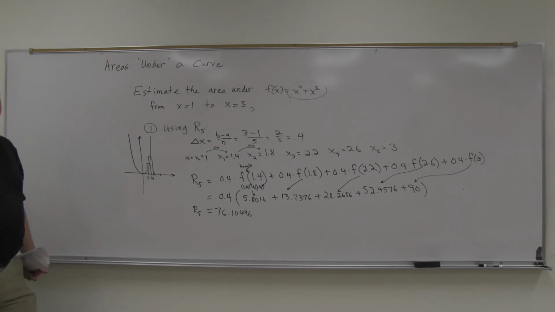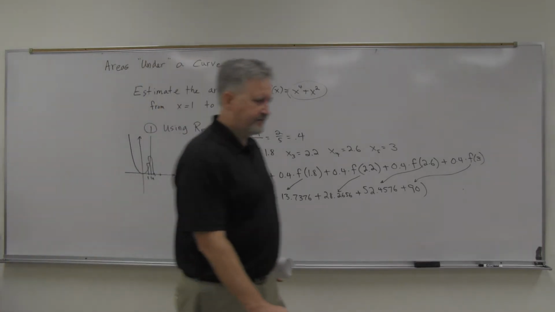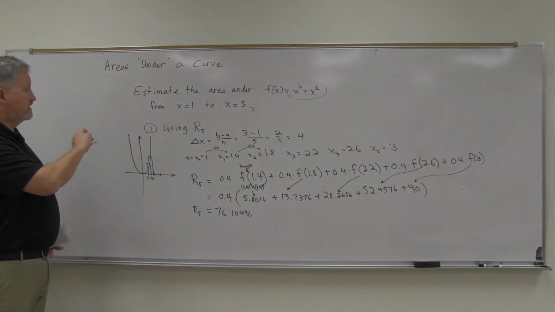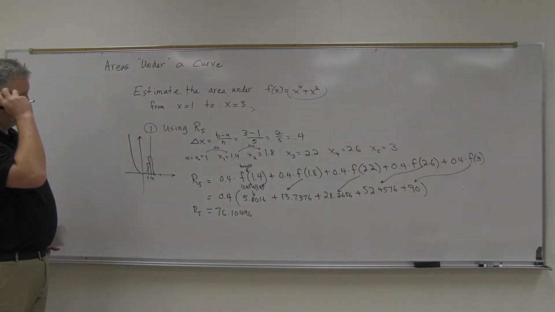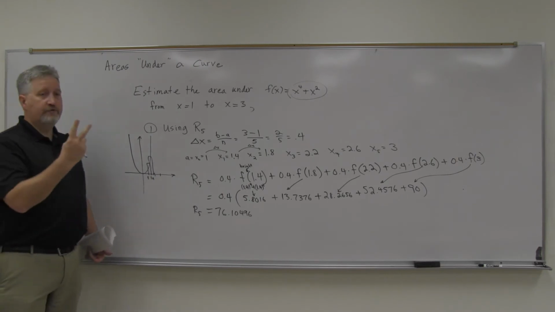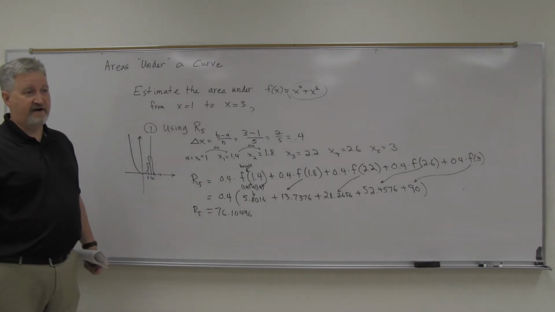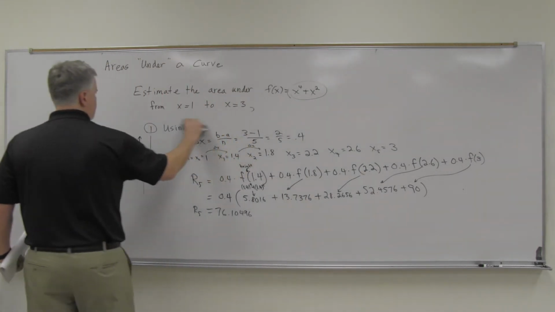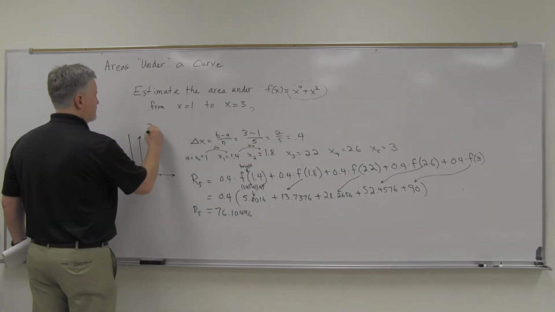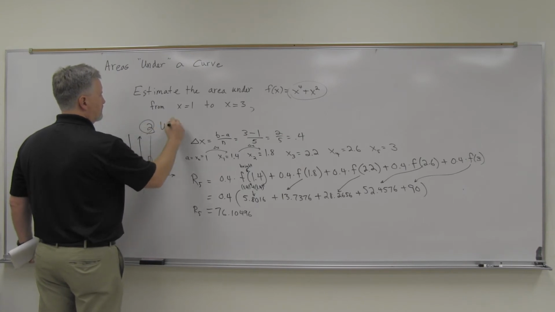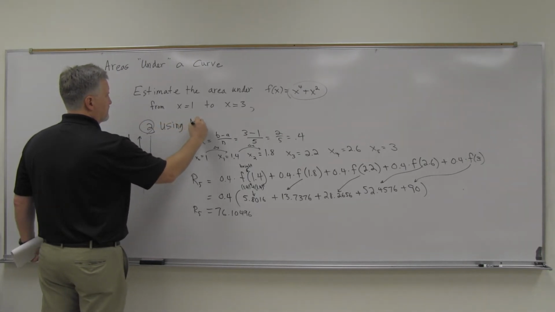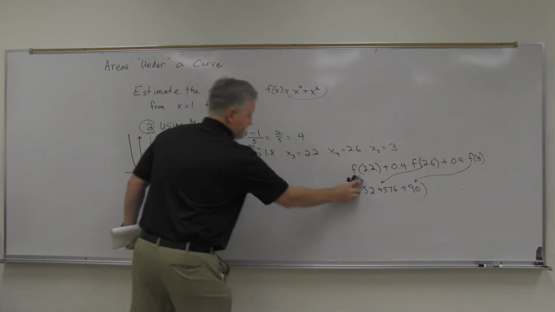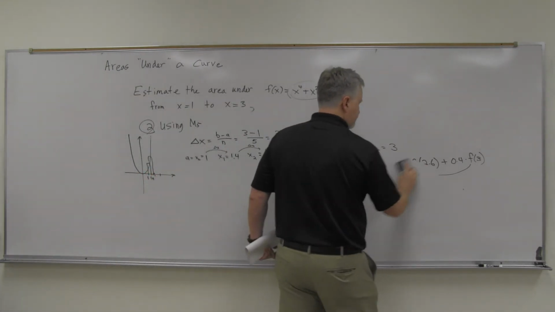Number 2 here, let's do one more. This will be our last one. Number 2 for this, area from 1 to 3, f of x equals x to the fourth plus x squared. But number 2, let's do M5. All right, let me erase all this, but I'm going to leave the x sub i's here.